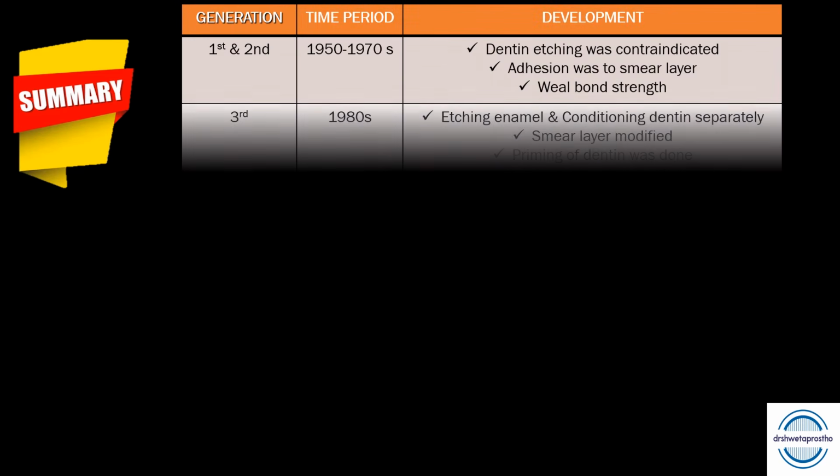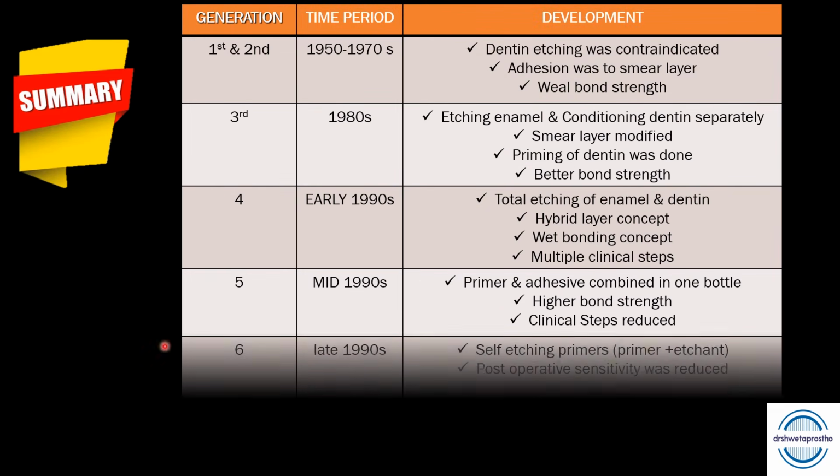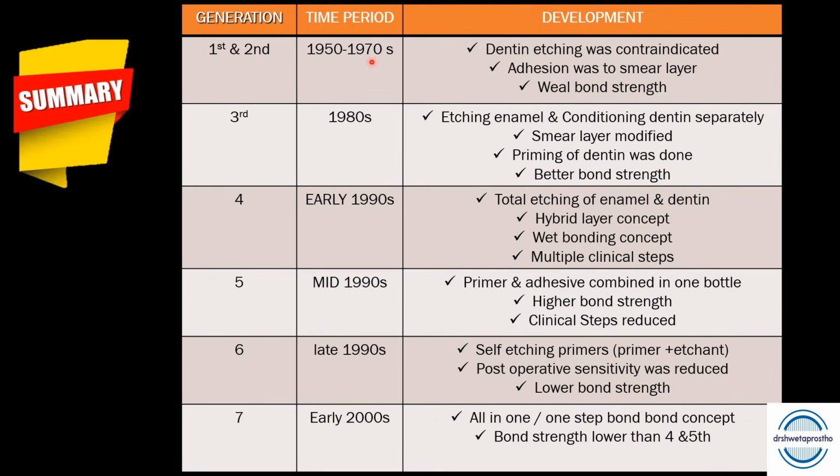Now let us just quickly summarize all the generations of the dentine bonding agent so that there is no confusion. Let us start with the first and second generation, which came up in 1950s to 70s. In this, the dentine etching was contraindicated. Okay, it was not advocated. Adhesion was to the smear layer and it had a weak bond strength. They were not much successful clinically.